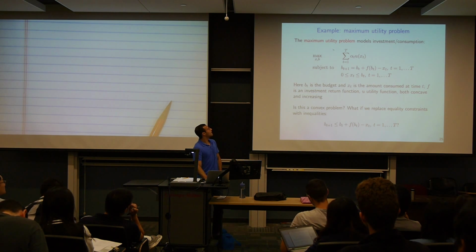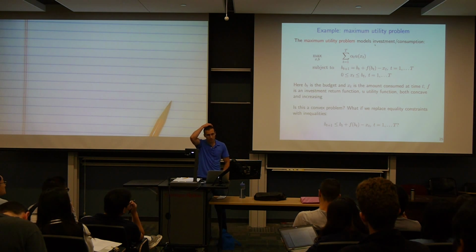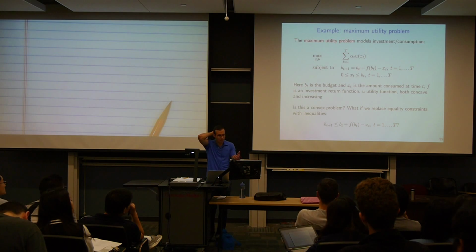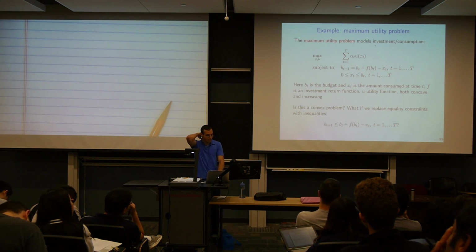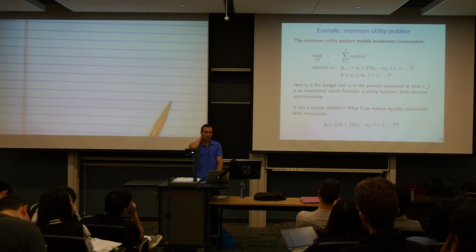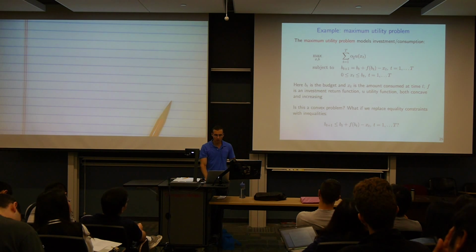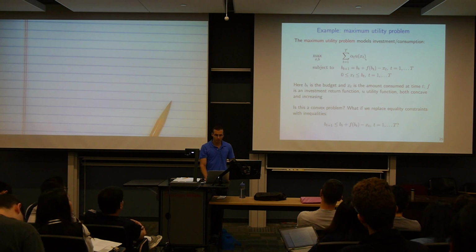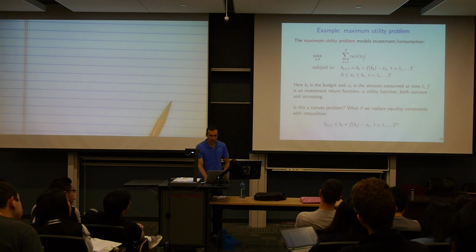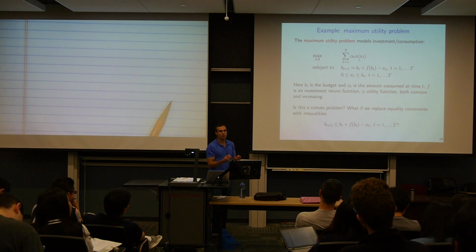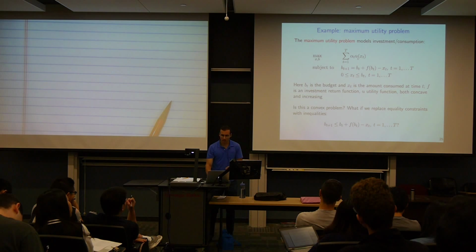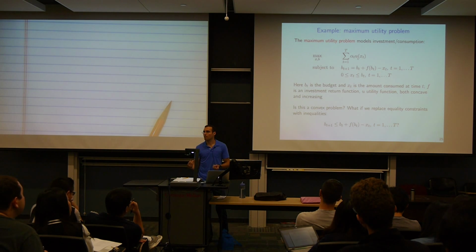The problem that we're looking at, let's suppose, is a maximum utility problem. It models what happens if you are trying to handle a bunch of investments. The variables in this optimization problem are x and b. The criterion is the sum of alpha_t u(x_t). You can think of x_t as the amount that you've consumed of some good at time t, and u as a concave utility function. So it tells you what you get out of consuming some amount.